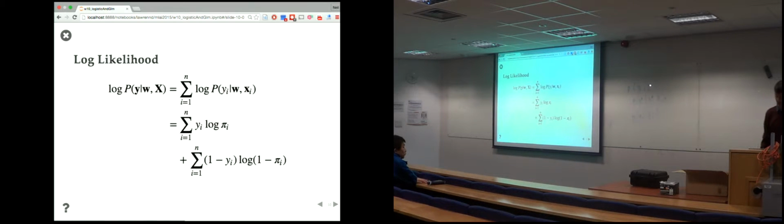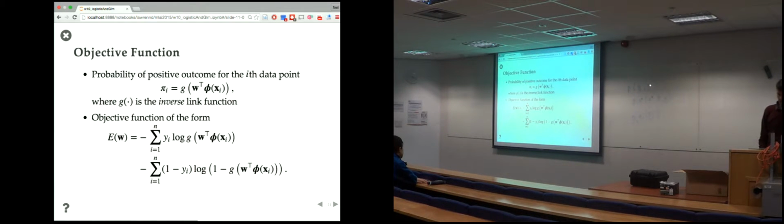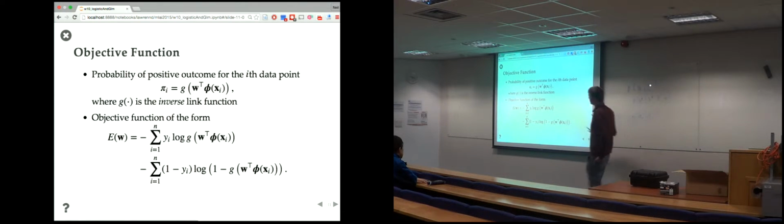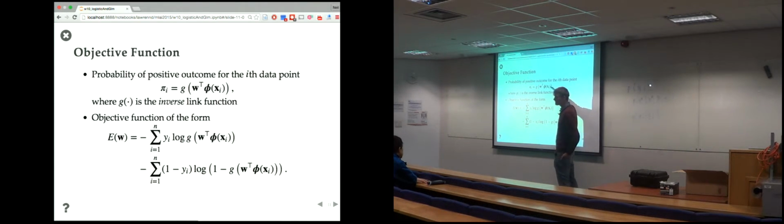Now, having said that, all we need to do is substitute in the form of our prediction function for pi_i. So the probability of a positive outcome for the ith data point is simply this. It's the squashing function applied to the w transpose phi from before. And so that can just pop inside our prediction function.